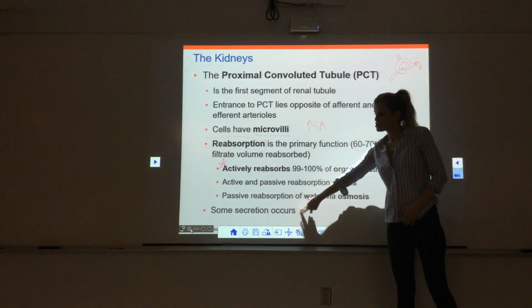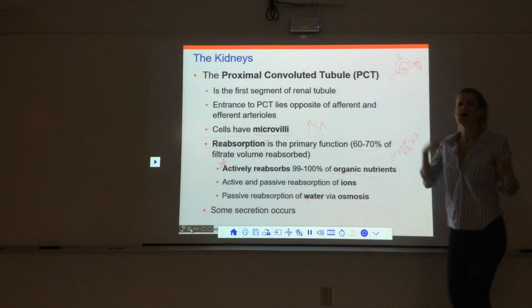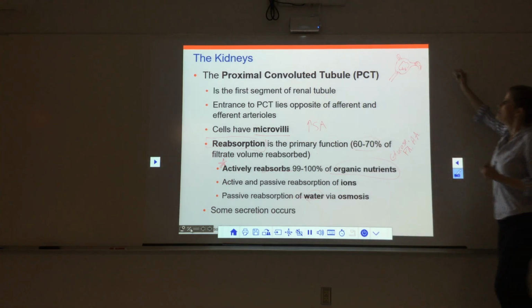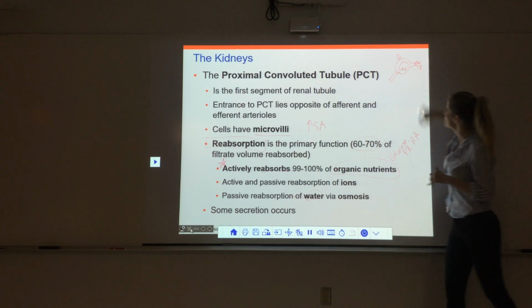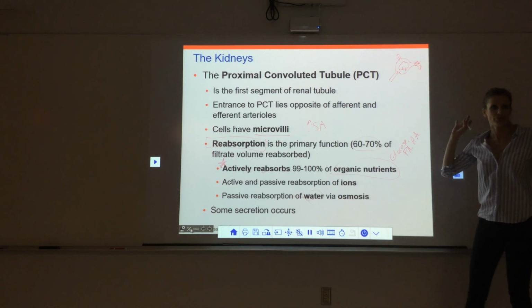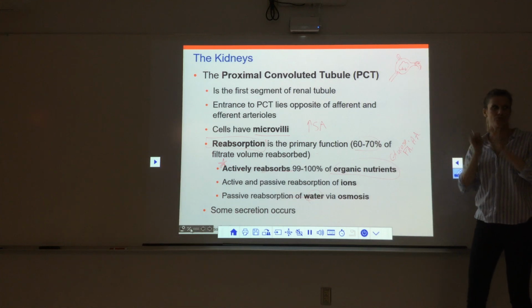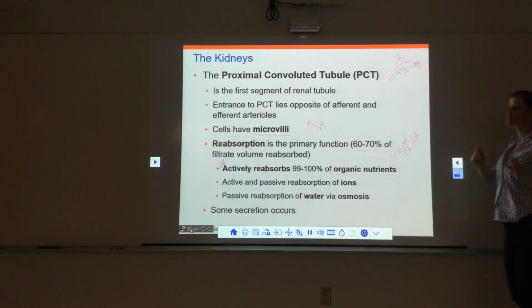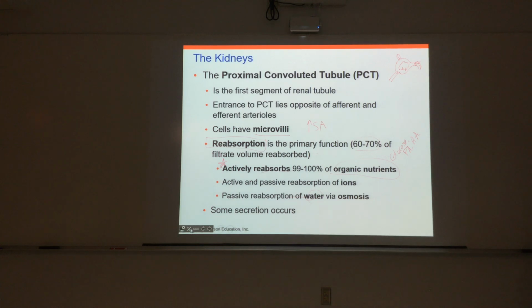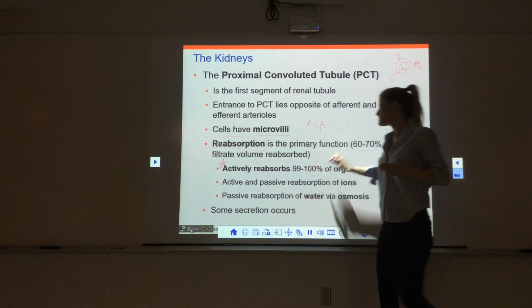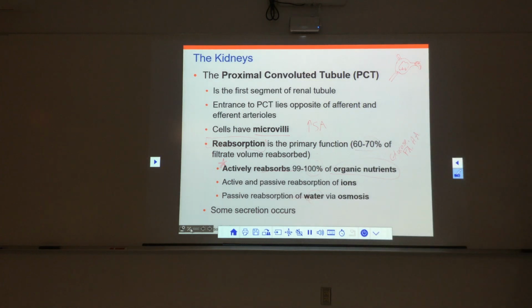Again, some secretion occurs here. Especially under the control of certain hormones, sometimes we can pump stuff into the PCT, but it's negligible, it's not a huge deal. When you think of the proximal convoluted tubule, I want you to think reabsorption. Reabsorption of the majority of everything that went out comes back in, and almost every single nutrient that we filtered out gets reabsorbed in the proximal convoluted tubule.